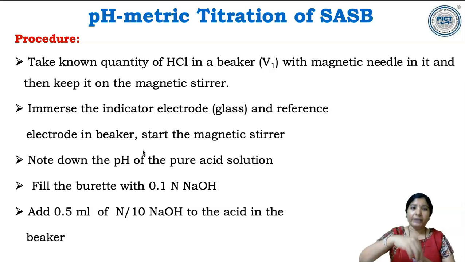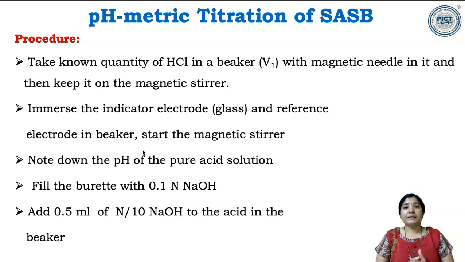Then we have to carefully immerse the indicator electrode and the reference electrode in that beaker. Here the reference electrode is the calomel electrode, which I have already told you about in the principle in the previous video. Once we immerse the electrodes in the beaker, we have to start the magnetic stirrer. And once we start the magnetic stirrer, we have to note down the pH of the pure acid solution, which will get displayed on the pH meter.